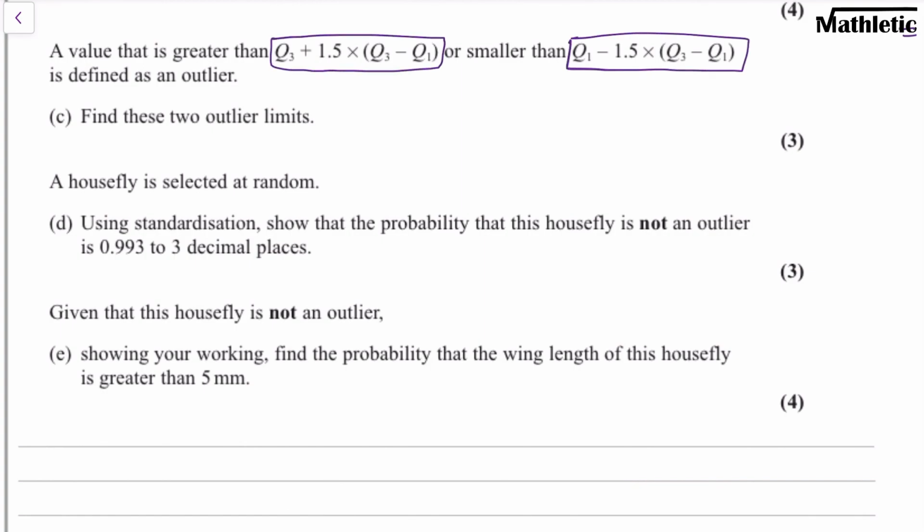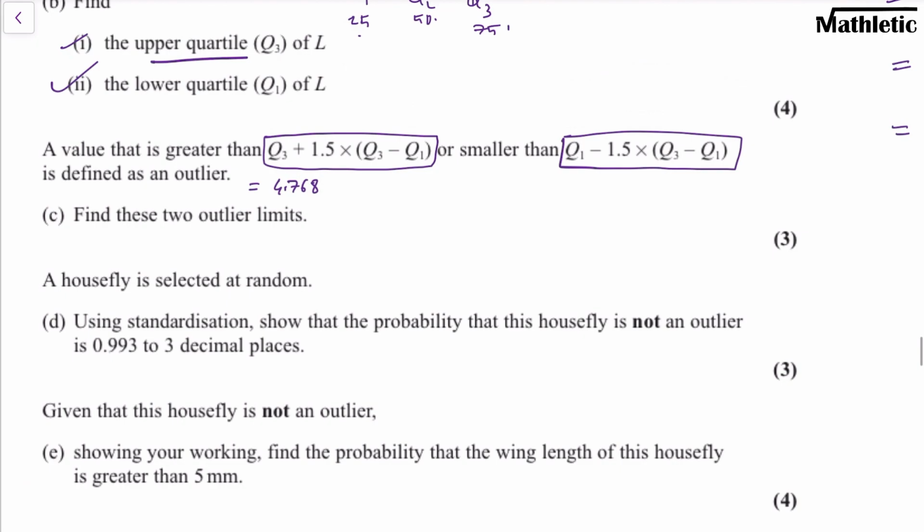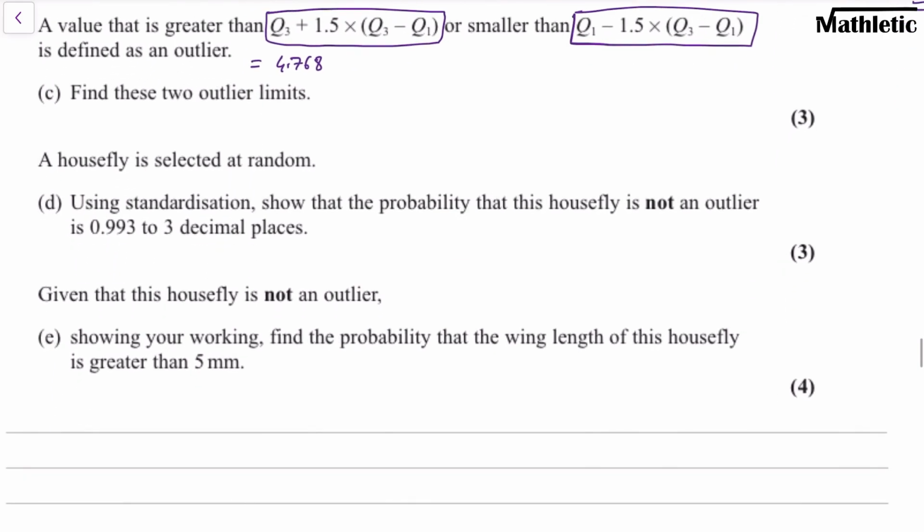Okay, so this one is actually 4.768. We just calculated the value of Q3 and Q1 in part B. I'm using that value. So 1.5 times 4.768 minus 4.232. So this is 5.572. That's the upper limit.